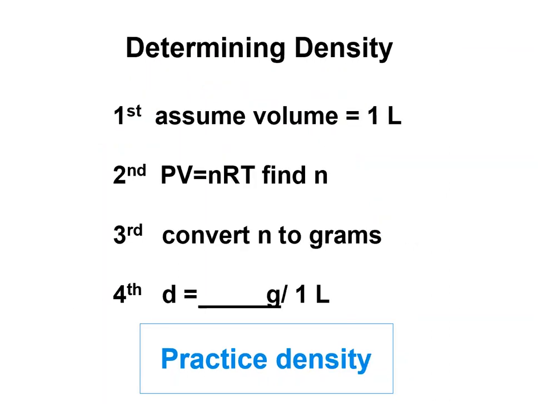The other thing we can do is determine the density of a gas. And the trick to this one is the first assumption that you make. You're going to use the ideal gas law, and you're going to assume 1 liter for that volume. Well, how can we do that?